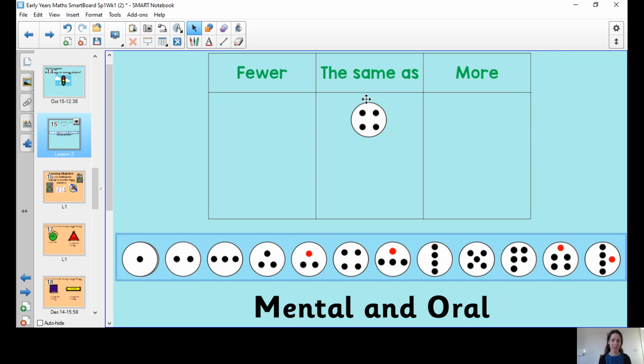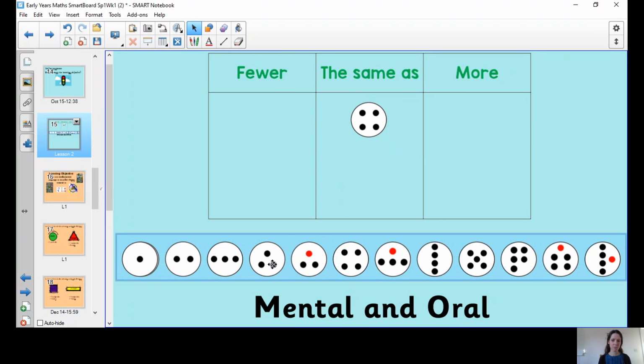I've got a table here, and in the middle of my table is a circle with some dots in it. Let's count how many dots are in the circle. 1, 2, 3, 4. This circle with 4 dots in represents the number 4. In my table, I've got a box that says fewer, that means less, and a box that says more.